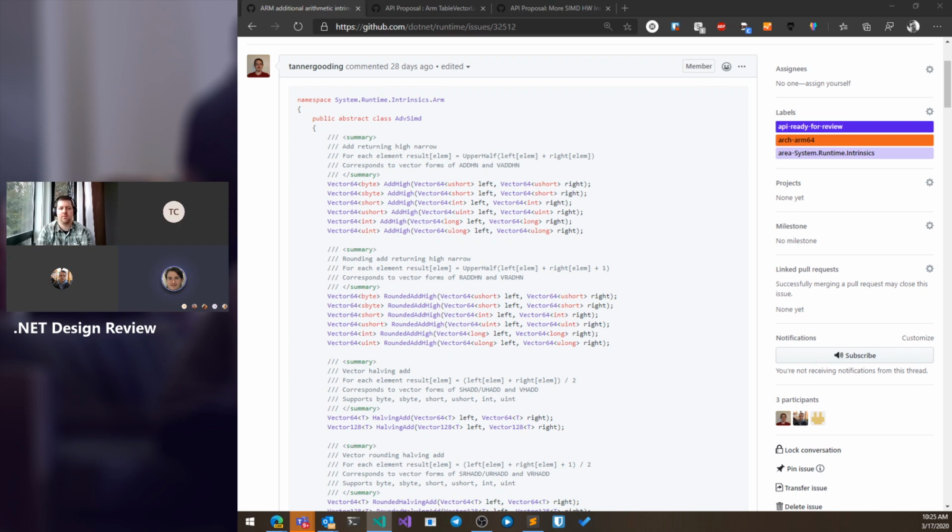So a rounded result would be 2.5 goes to 3, whereas truncated would be 2.5 goes to 2. It looks like you're adding integers here, though. Why would you need to round? Because if you do 5 divided by 2, you either want 3 or 2 as the result, depending on the direction you're going. Yeah, these add high APIs are basically the equivalent of divide by 2 to the 16 or divide by 2 to the 32. Ish. I'm simplifying, but yeah.